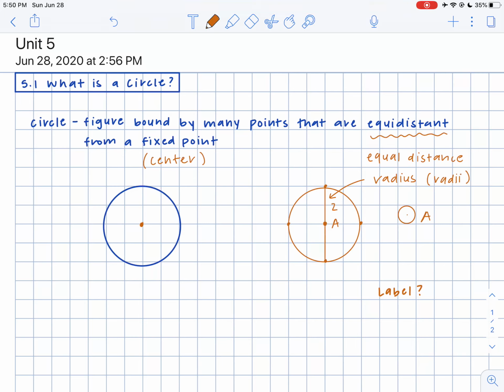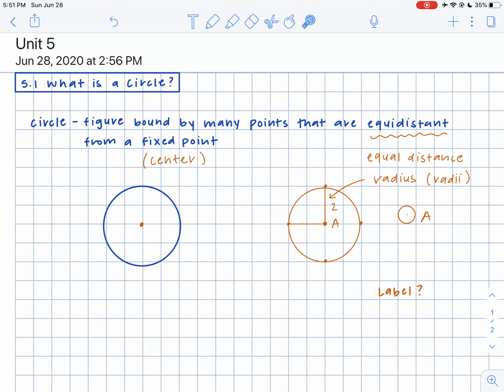Now, what do you notice? I said it could be any point on the circle. So it could be this point, this point, or this point. What you should notice, so this is a radius and this is a radius, is that they are both the same size. They have the same measure. So the radius all around the circle is the same.